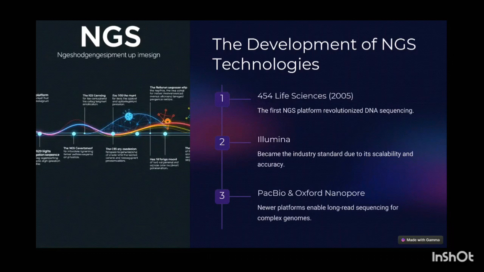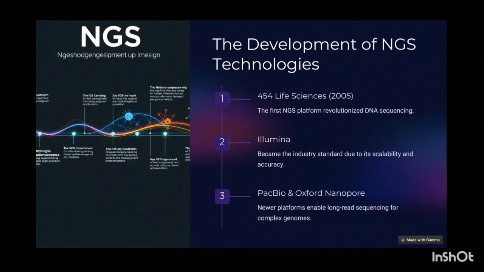The development of NGS technologies marked a major turning point in genomic research. The first widely adopted NGS platform was introduced by 454 Life Sciences in 2005. Many people were involved in developing this NGS, which used a technique called pyrosequencing. This technology allowed for the sequencing of millions of DNA fragments in parallel, a significant improvement over Sanger sequencing.